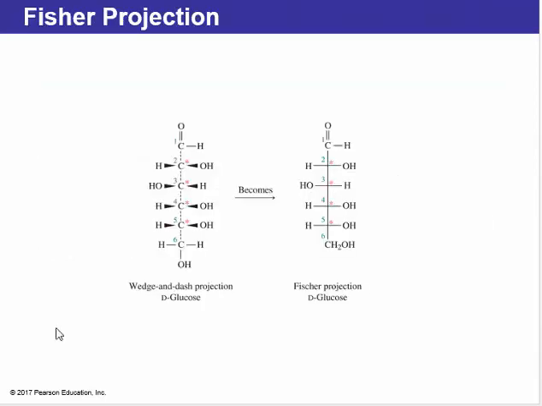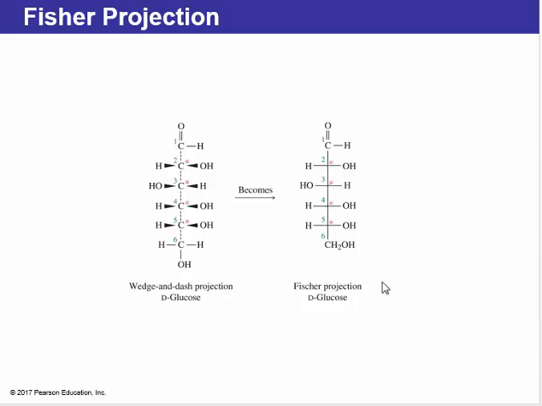So let's look at D-glucose, and we see its wedge and dash projection, and we've already identified the 4 chiral centers. When we look at the Fischer projection, we see there are 4 intersections which clearly indicate those 4 chiral centers, and it is so much easier to look at this Fischer projection and see those 4 intersections and know that there are 4 chiral carbons.